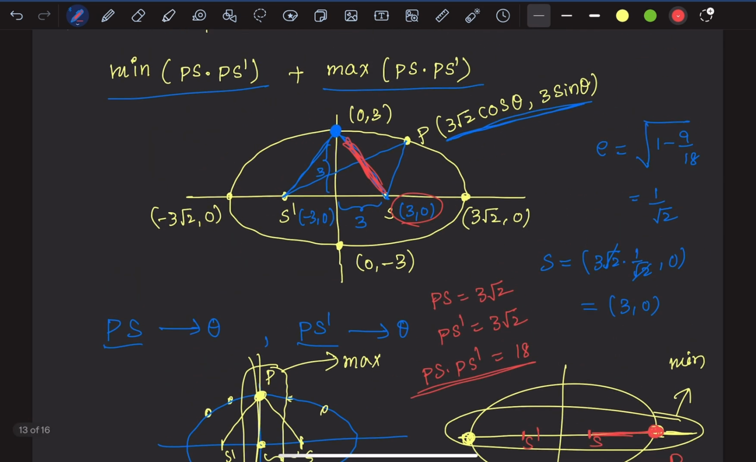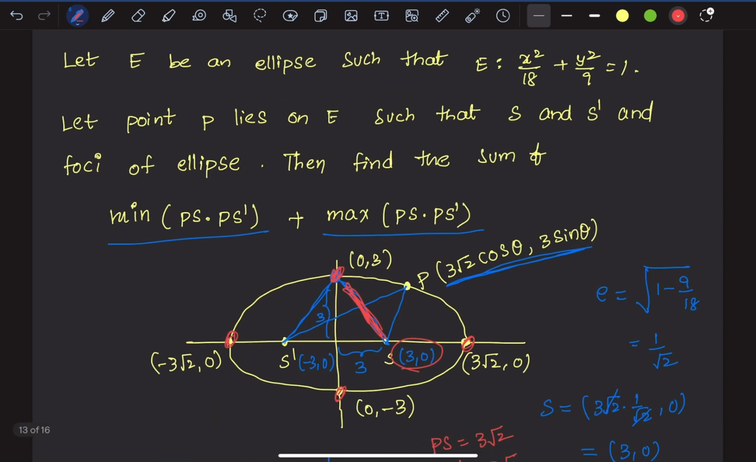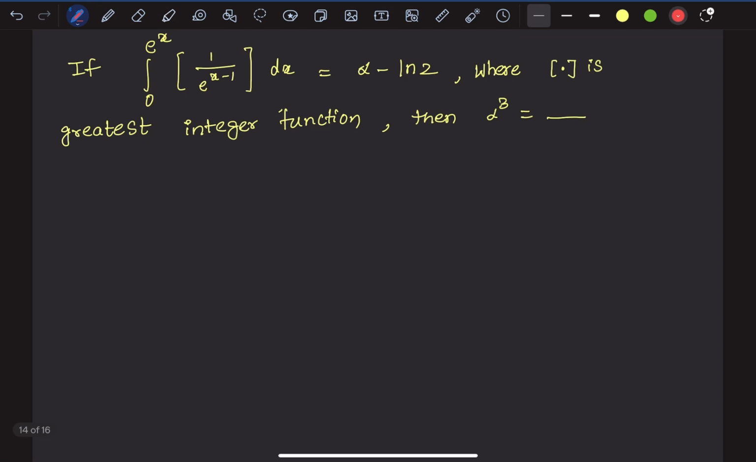I had to explain all of these things so that you can choose the point P at these special points, so it took me a lot of time, but in your exam you should come up with all these ideas in a split second, and you should be solving this question in less than a minute. So with that, let us proceed to the next question.